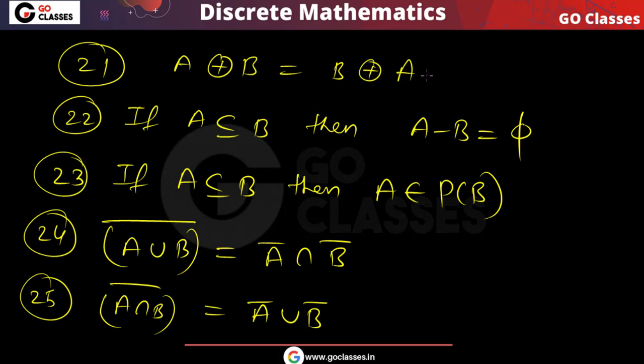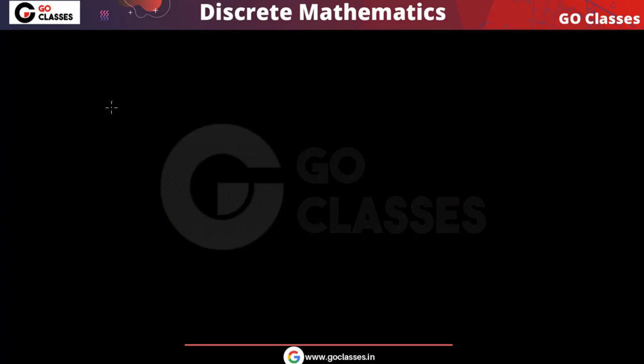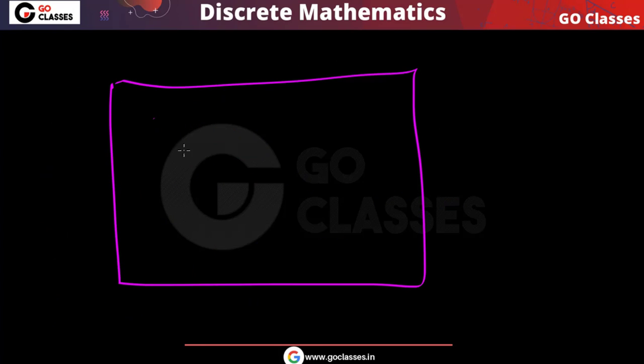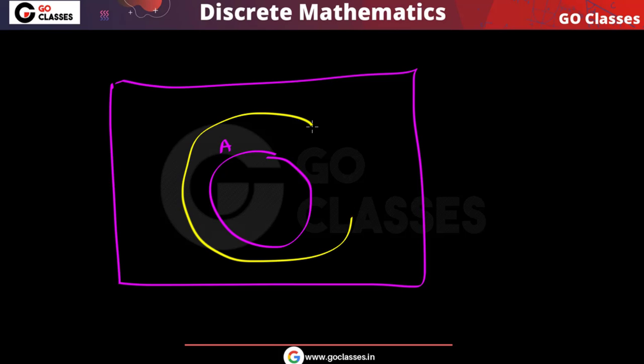Now let's see this next one. A exclusive or B is the same as B exclusive or A, that is correct. Next, if A is a subset of B, then what can you say? Let's assume A is a subset of B, which means every element of A is in B. So then what can we say?